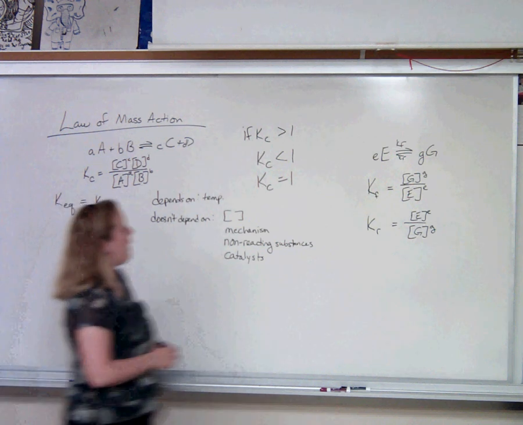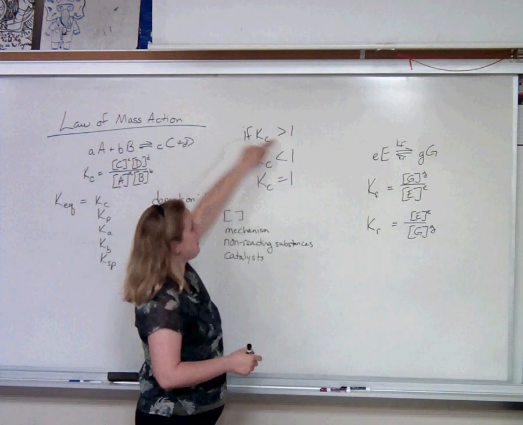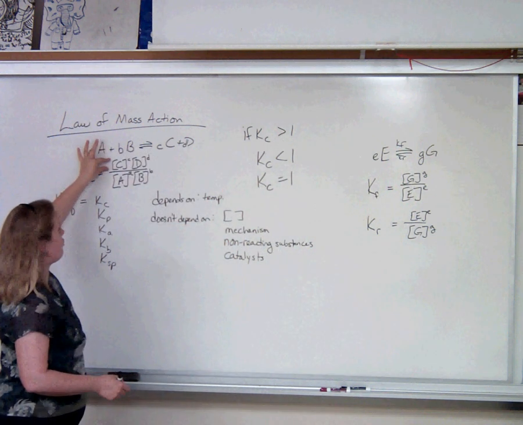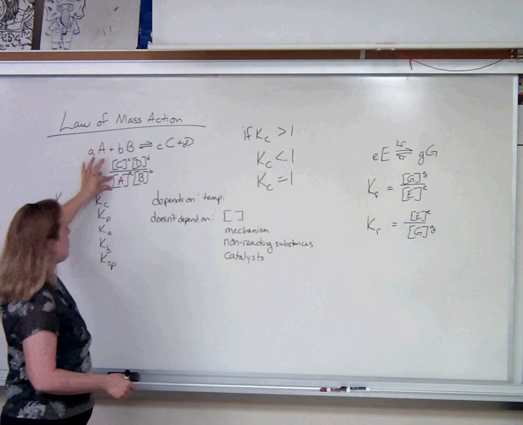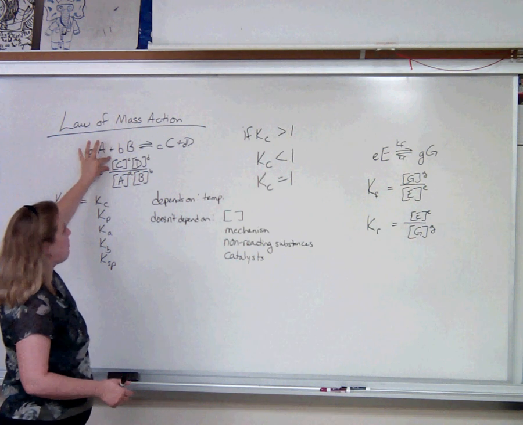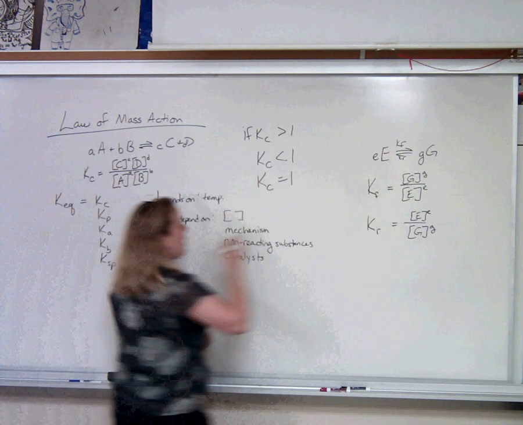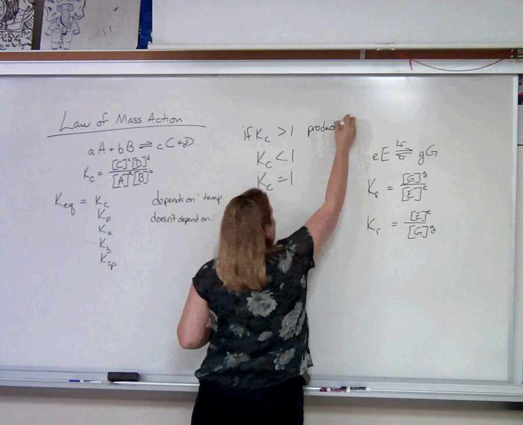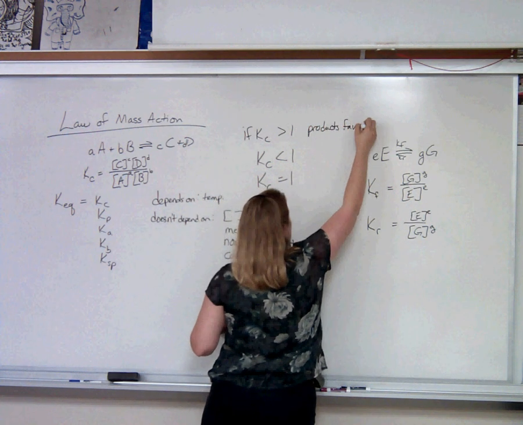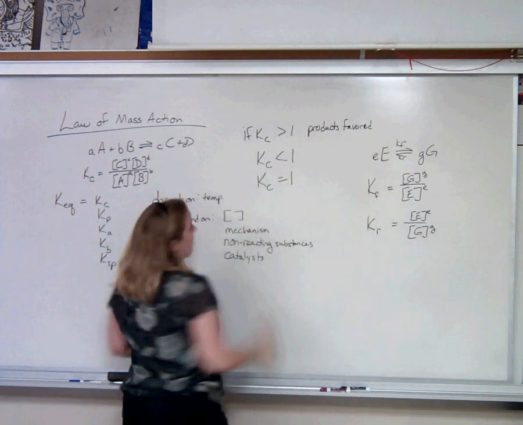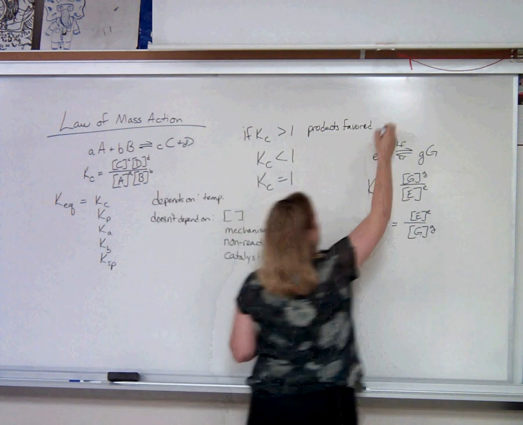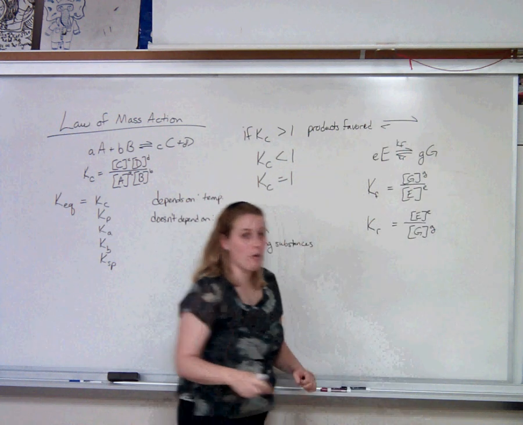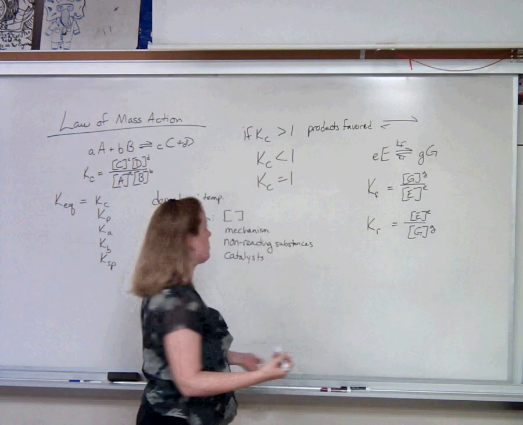If you have a Kc that is greater than 1, that means that your numerator is bigger than your denominator, which means that you have more products than you have reactants. And so this one says products are favored. So basically, if we were to draw the equilibrium arrows the way it should be, in this case, you'd have a lot of the reaction proceeding forward and some of the reaction proceeding the reverse.